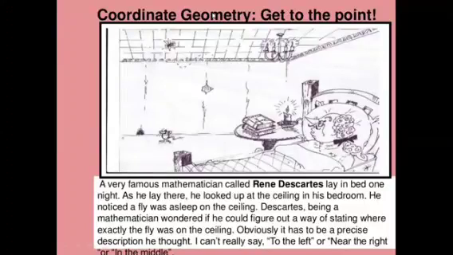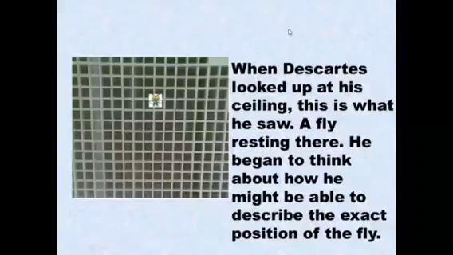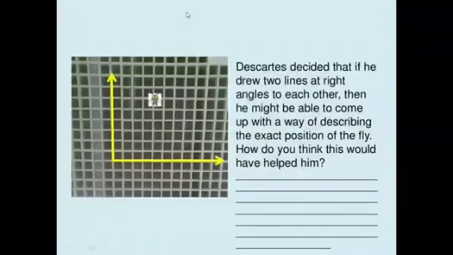He was confused. Now, when Descartes looked up at his ceiling, this is what he saw. A fly resting there. He began to think about how he might be able to describe the exact position of the fly. See what the famous mathematician René Descartes came up with? Descartes decided that if he drew two lines at right angles to each other, then he might be able to come up with a way of describing the exact position of the fly. How do you think this would have actually helped him? Think about it.